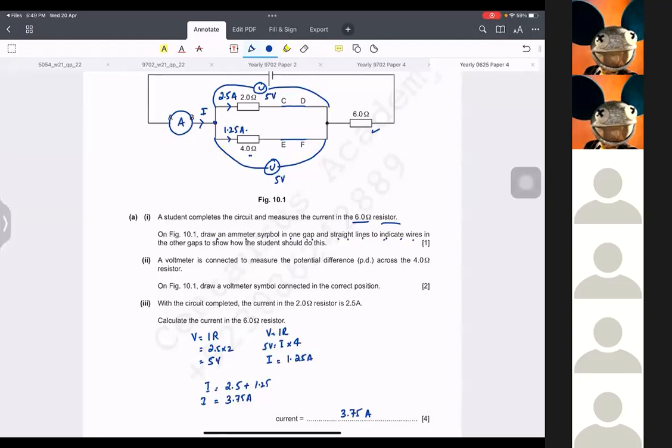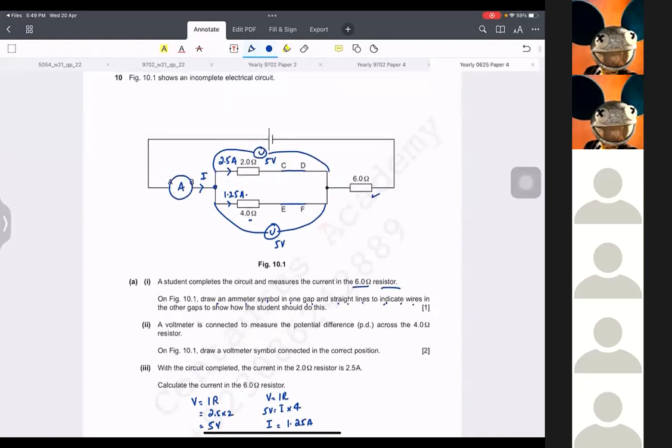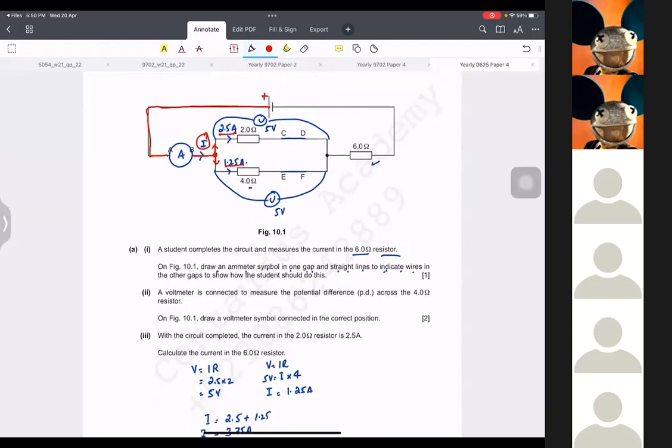The thing is, you should always remember in parallel, just run your finger. Start from the positive side and move your finger, the current will be the same here. And the moment you decide whether you go in this direction, it means that the same current is going to split. So if you add this and this together, you're going to get the full current. It's pretty simple, right?